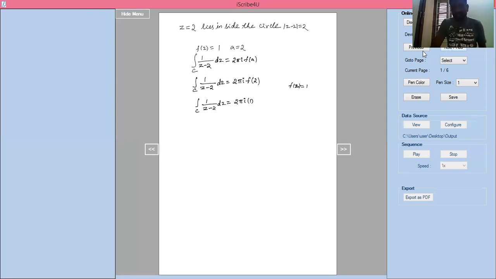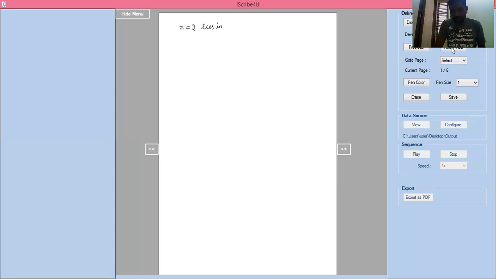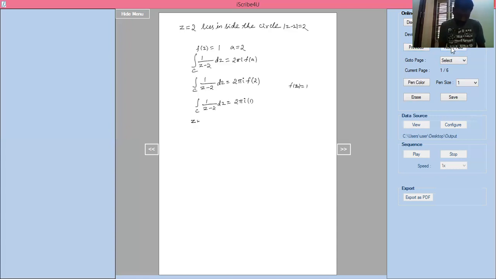Similarly, the other integral is the integration over C of 1 divided by z plus 2. Here z equal to minus 2 lies outside the circle modulus of z minus 2 equal to 2. So the integral over C of 1 divided by z plus 2 into dz equals 0.